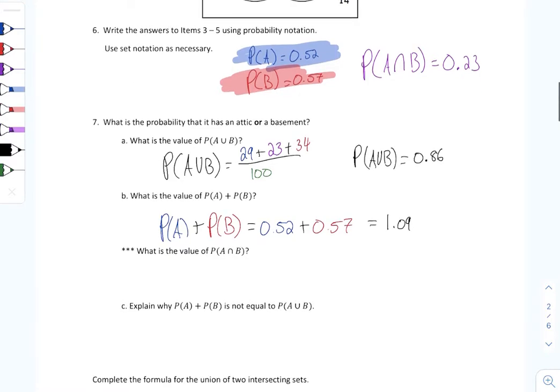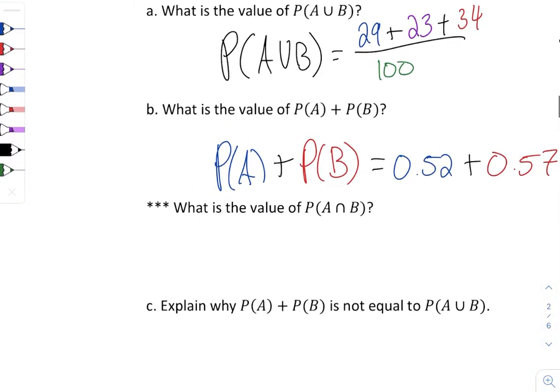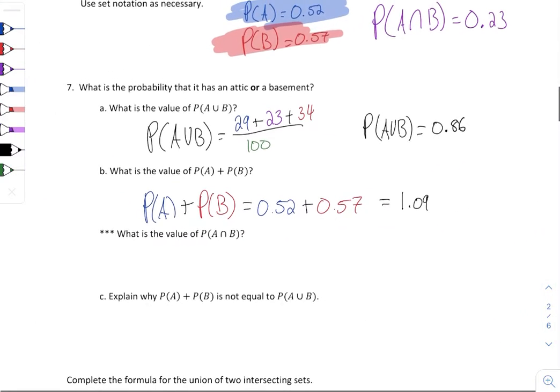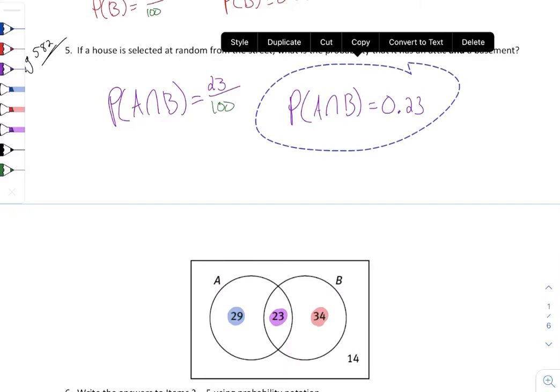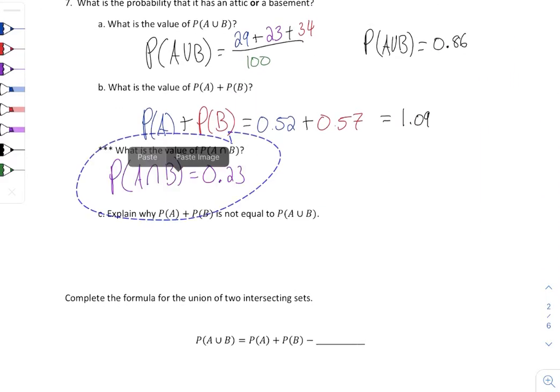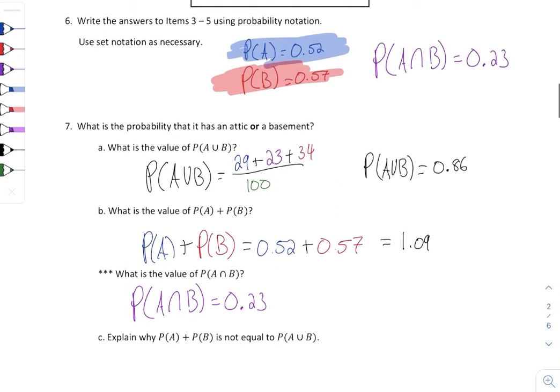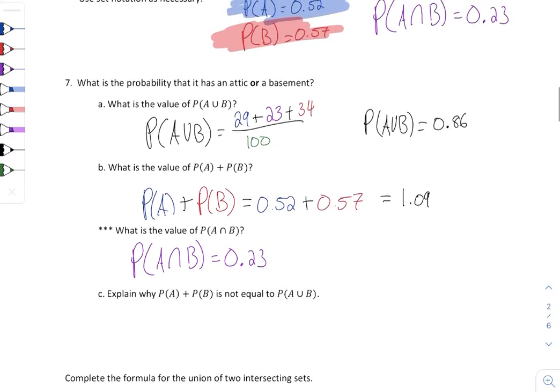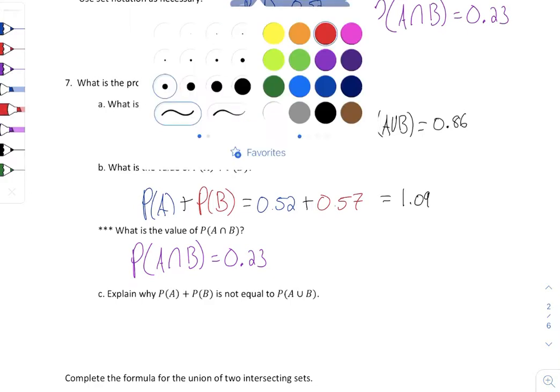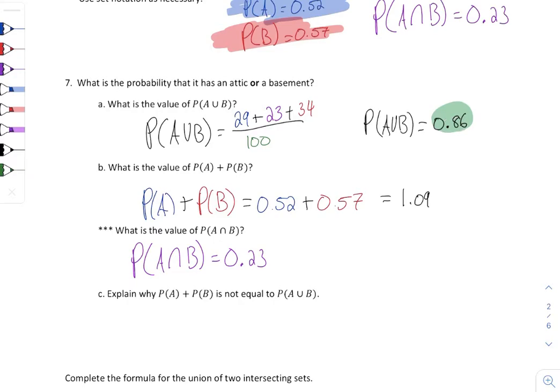So let's take a look now. What is the probability of A intersect B, which we found up here to be 0.23? So let's go ahead and take that, and we'll just rewrite that down here, even though I guess we had it up there too. All right. So explain why P(A) plus P(B) is not equal to the probability of A union B. We can see that very clearly right here. The union probability we found to be 0.86, and that's not the same as 1.09. I mean, they're just not the same number, right?